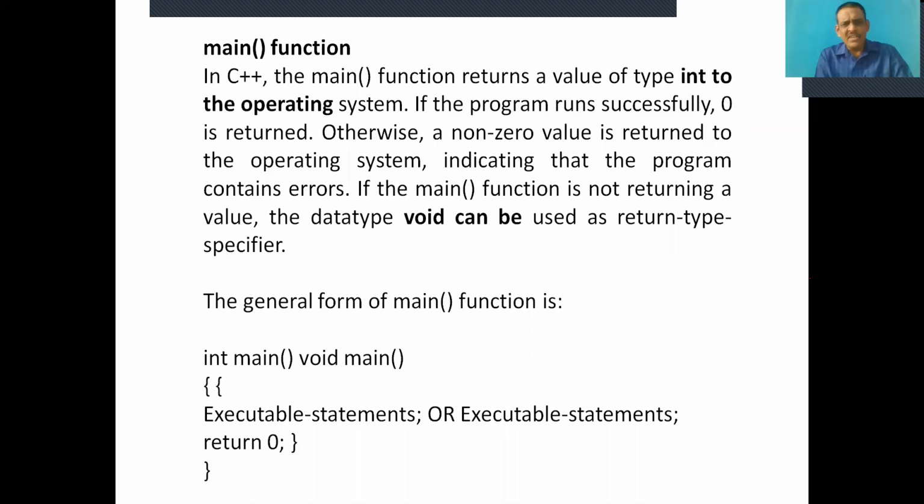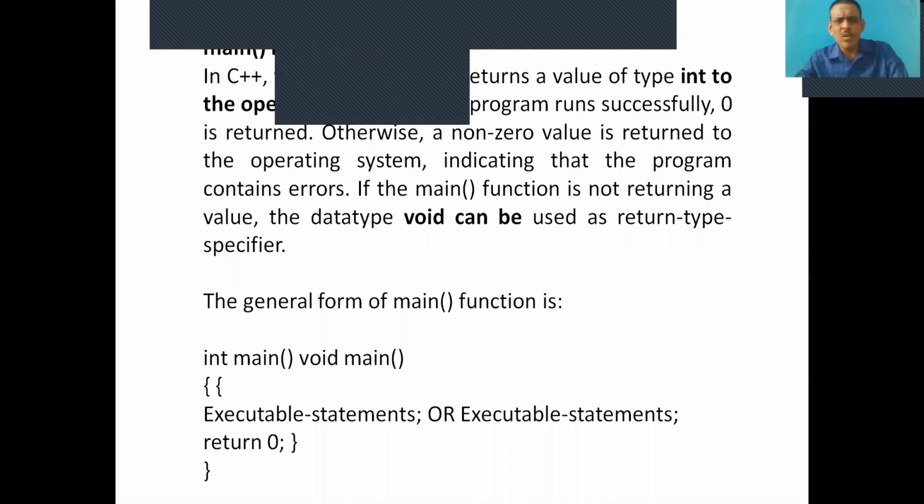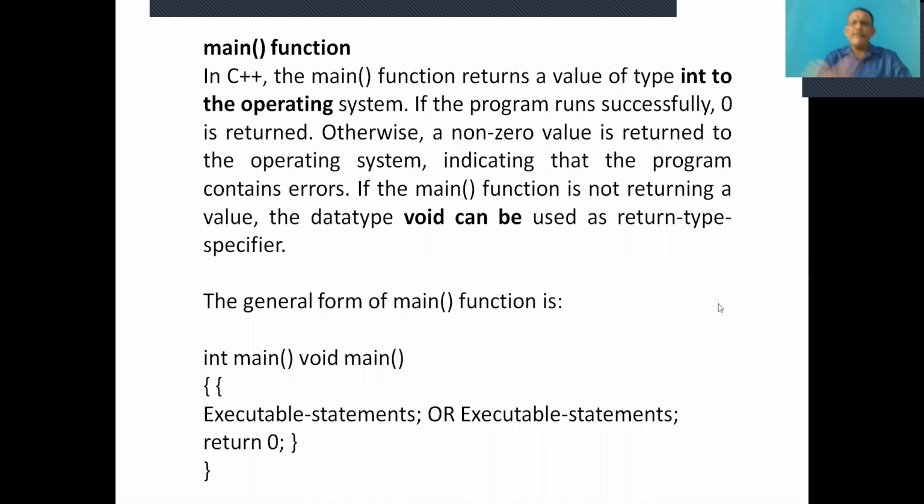Main is a built-in function. Every C++ program must contain one and only one main. When you write the main, it has certain importance. When you execute your program, if it is executed successfully, then main is going to return a value 0 to the operating system. It means your program is successfully executed.